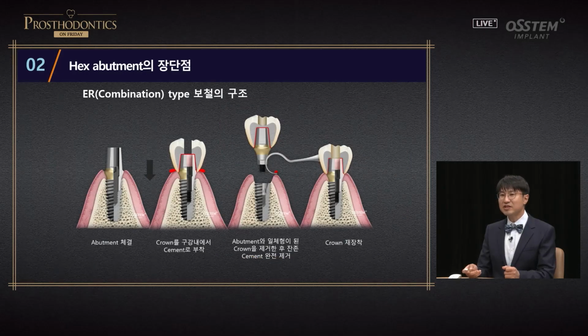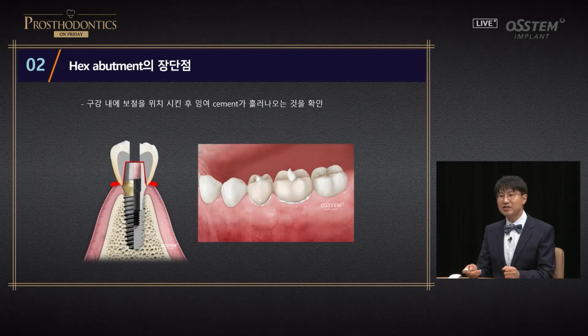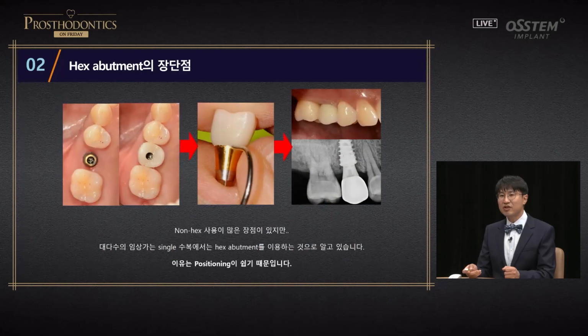Another benefit of hex: when you fabricate an ER type, you can cement the prosthesis. After you remove it, you can remove the cement and then reposition it. In single tooth restoration, repositioning a non-hex abutment will be very difficult. This is a major advantage of hex abutment.